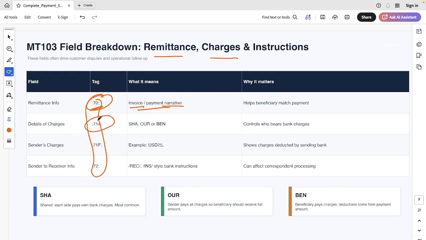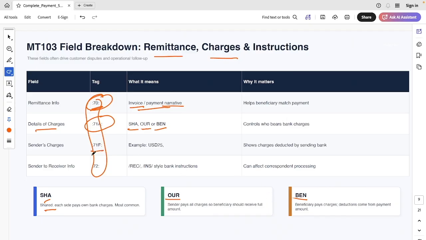Field 71A is details of charges. So this is very common in the interview and operations topic. So there are three options involved: SHA, OUR, and BEN. So SHA means share. In this case, the sender pays their own bank's charges, and the beneficiary pays charges from their side. OUR means the sender pays all the charges, so the beneficiary should receive the full amount. Then BEN means the beneficiary bears all the charges, so deduction may happen from the payment amount.